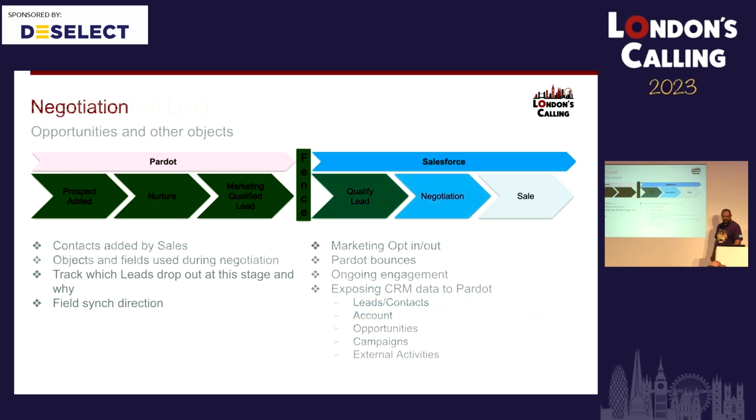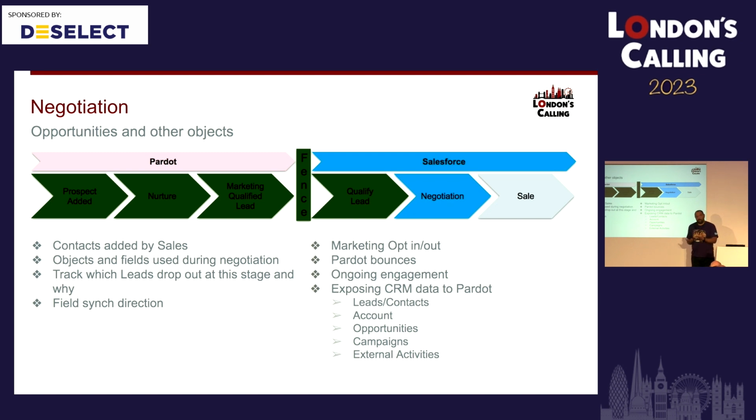Cool. Okay, so we then move on to negotiation. Now, we've moved off a lead and we have created an account, a contact, and an opportunity. And the salesperson will be creating new contacts for that account. Those contacts will be added to Pardot because sales have added them, and you've got the sync coming back the other way.